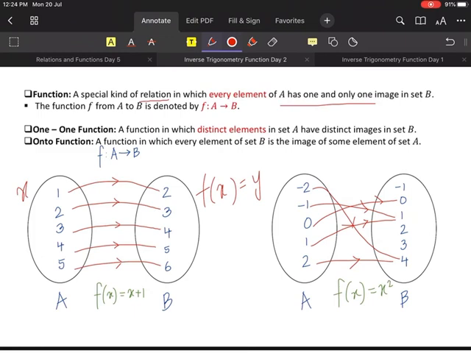Now look at the definition of function, what it says. A special kind of relation in which every element of A has one and only one image in set B. Can anybody tell me among these two which one is a function and which one is not a function? Read the definition carefully. Every element of A has one and only one image in set B. So which one is a function and which one is not?